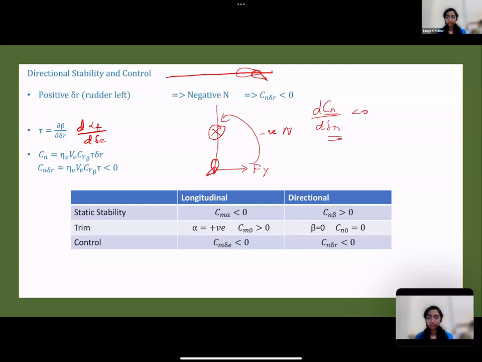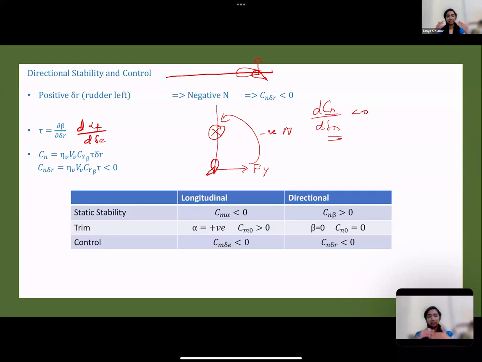Can someone tell me downward elevator deflection, positive or negative? What was the convention? If I deflect the elevator down, was it positive or negative? In this case, if I deflect the rudder to the left, it is positive. What about for longitudinal case? Okay, downward deflection of elevator is positive. That is your convention. Okay. Do not forget these conventions. Downward deflection of elevator is positive. So if I deflect this elevator down, it is positive delta E.